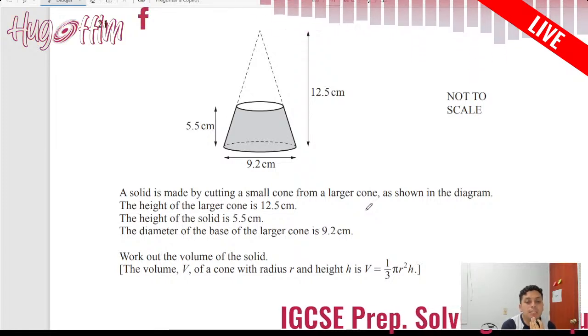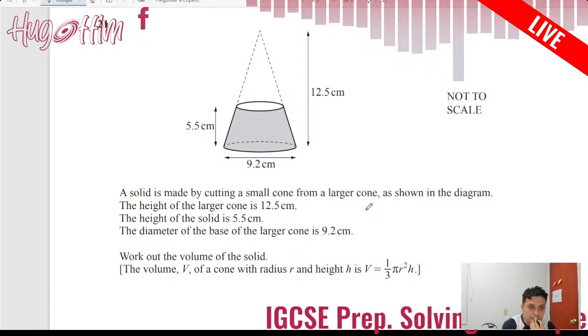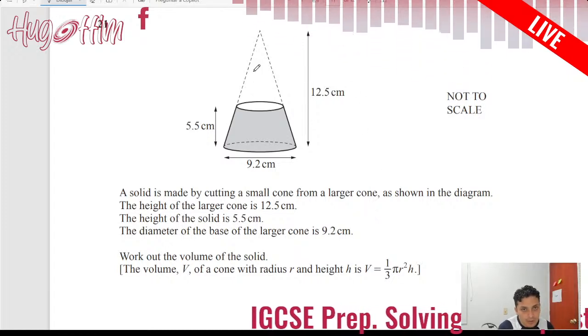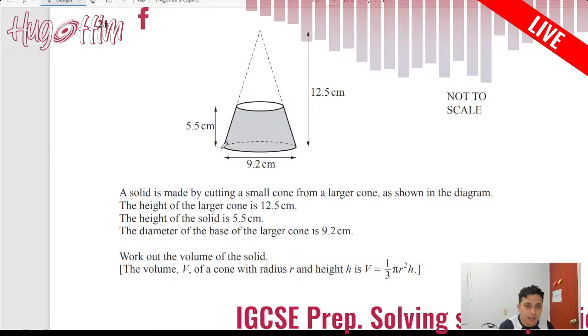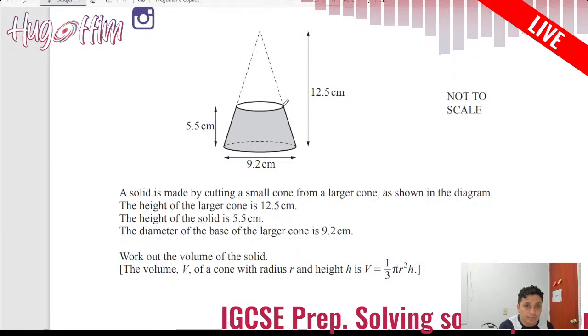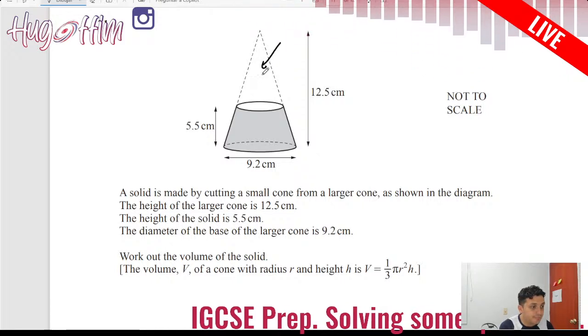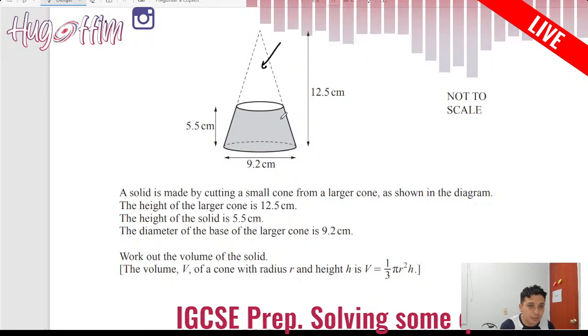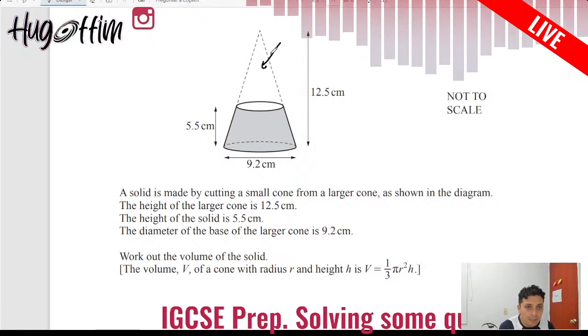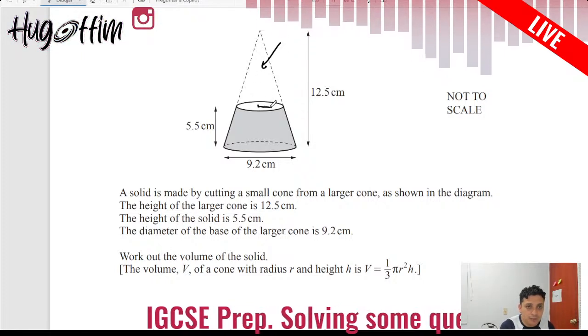Okay. If you want to know the volume of the solid, the idea is that you need to find out the volume of this cone, of the cone that is here. If you know the volume of the cone that is here, you just need to subtract both volumes. But the problem is that you don't have the radius of this cone.